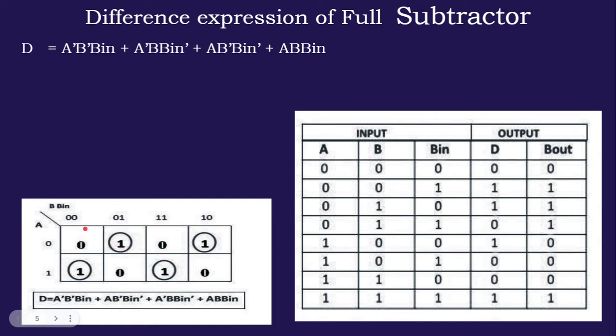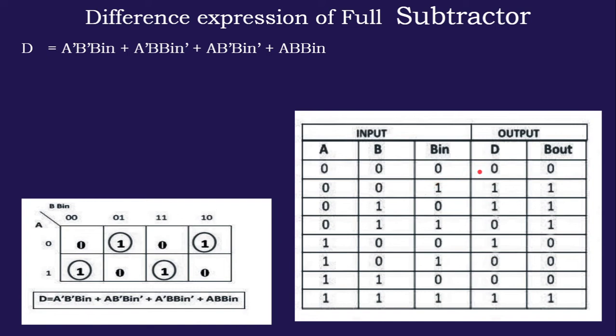The 8 cells 0, 1, 2, 3, 4, 5, 6, 7. This is the way we always name the Karnaugh map. So how to use the labeling? A bar, and this is B bar in, then B bar, and then B in, and this is B in, and this is B bar in. Now we have to write the labels as well as fill the values.